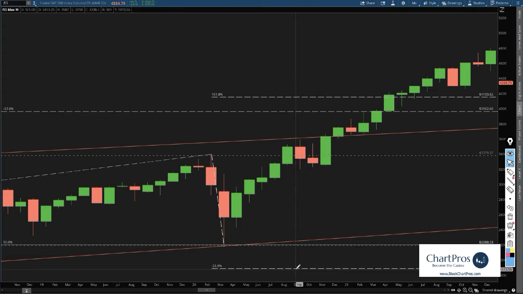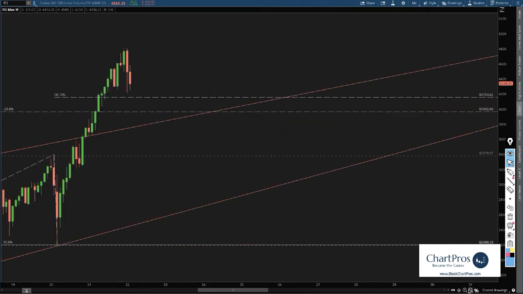And so once it broke there, natural areas for it to get attracted to was this support and resistance, a previous all-time high, and we can see it busted through there, came back, retested, and it kind of just meandered around there for a couple of months before really taking off to the upside.